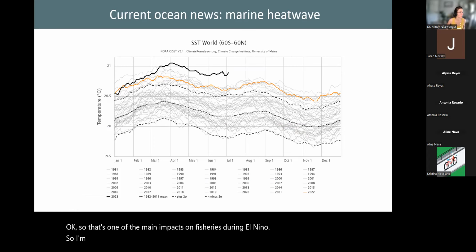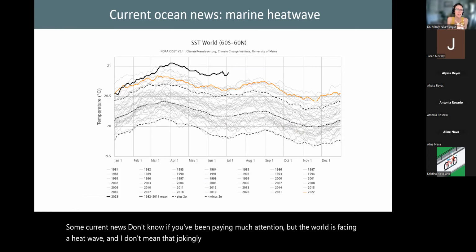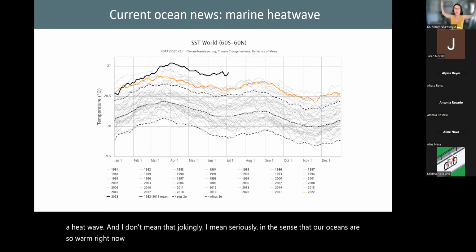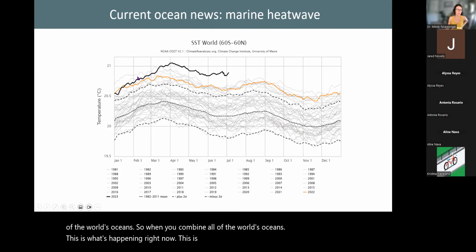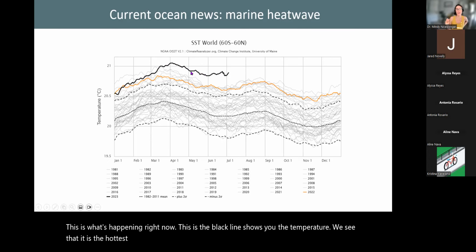Some current news. I don't know if you've been paying much attention, but the world is facing a heat wave. And I don't mean that jokingly. I mean seriously, in the sense that our oceans are so warm right now, even when we take all of them together, not just the equatorial Pacific, all of the world's oceans. So when you combine all of the world's oceans, this is what's happening right now. This black line shows you the temperature. We see that it is the hottest our oceans have ever been since we've been taking data.